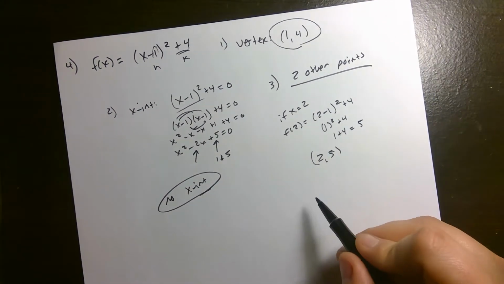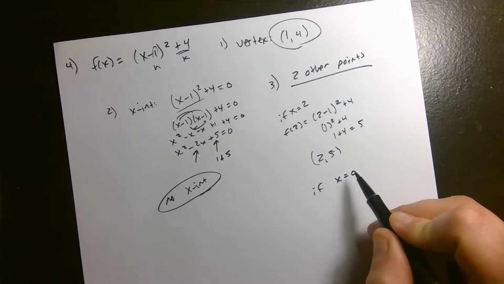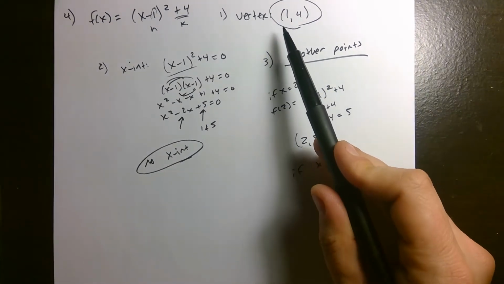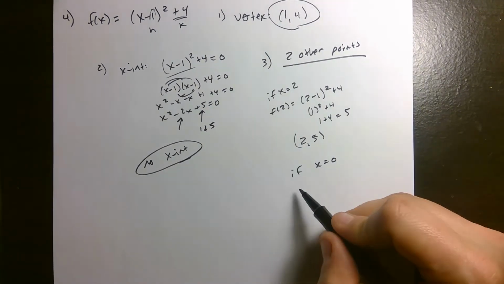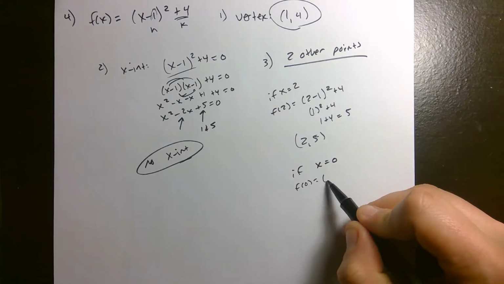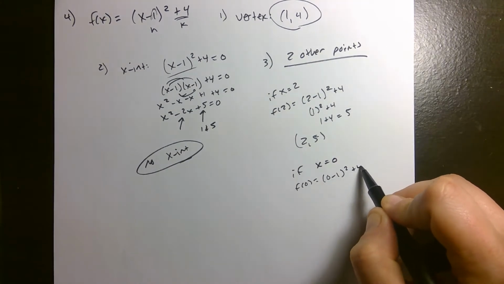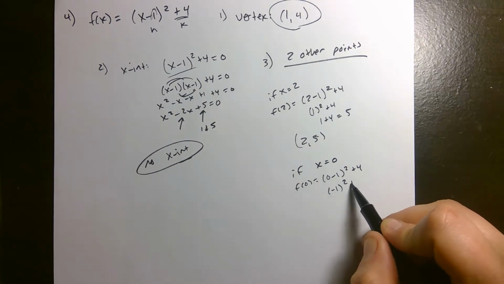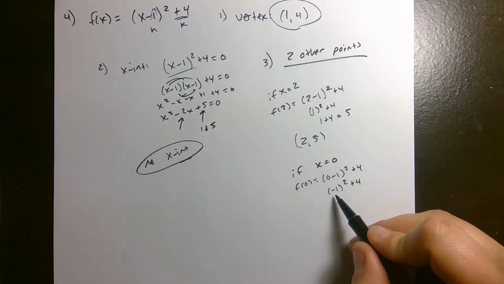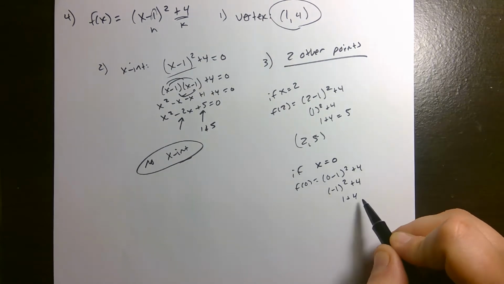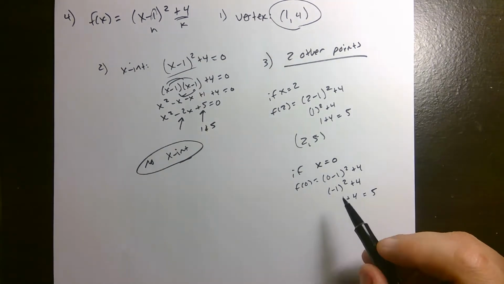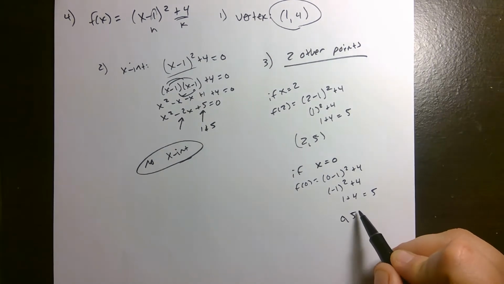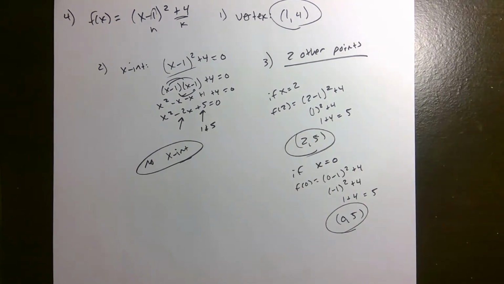Well, what if x was equal to 0? Because we want to stay close to the vertex, so why not 0? So then I'm going to find f of 0, and that's going to be 0 minus 1 squared plus 4. On the inside of my parentheses, 0 minus 1 is -1. I have to square it and add 4. Well, I know that -1 squared is +1, and 1 plus 4 is, again, 5. So if x is 0, I have the point 0, 5. And so here are 2 other points.